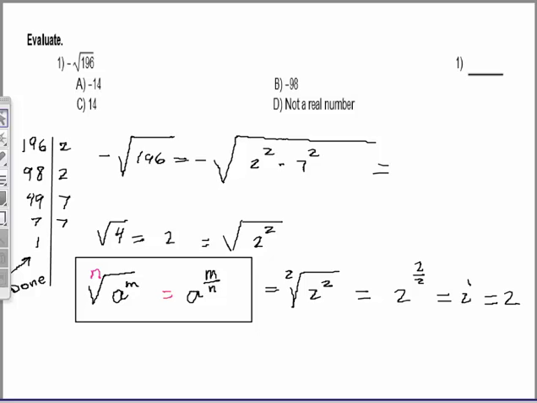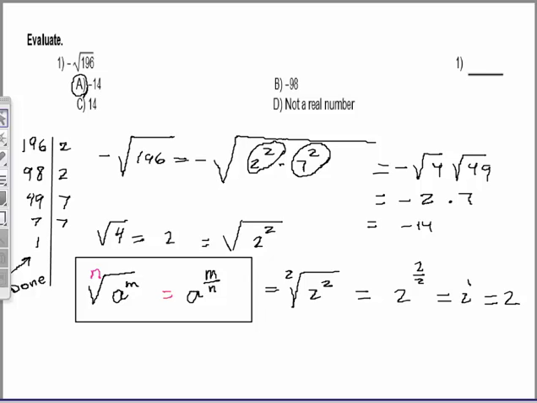So if you have pairs of the number, they would come out as 2. So in this case, that would be the square root of 4, divided like that if you want, the square root of 49. So that gives me 2, and that would be 7. So the whole thing would be equal to minus 14. So A would be the correct answer here. A. Are there any questions on that so far?